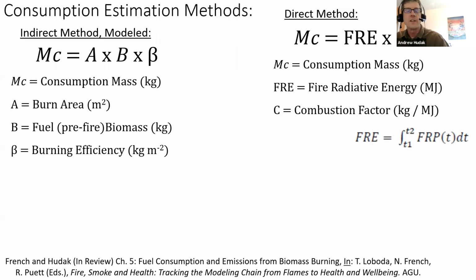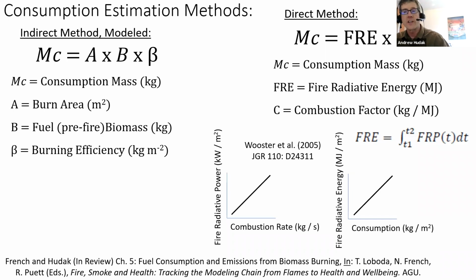The direct method uses fire radiative power measurements that are collected as near to continuously as possible, but usually there's time intervals in between. When you integrate those FRP measurements over time, over the duration of the fire, then you get an energy estimate. When you multiply that by a combustion factor, you convert energy to mass, and that's how you then get a mass estimate for the consumption.